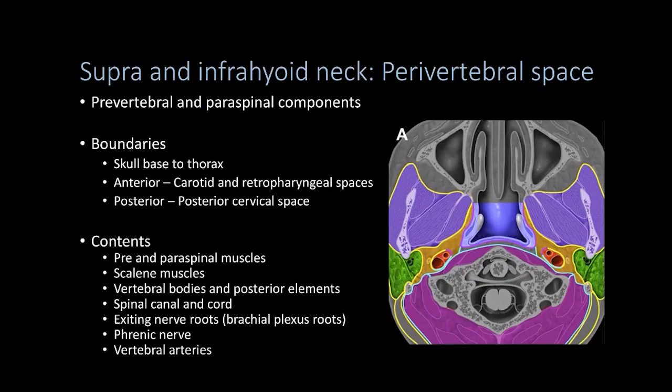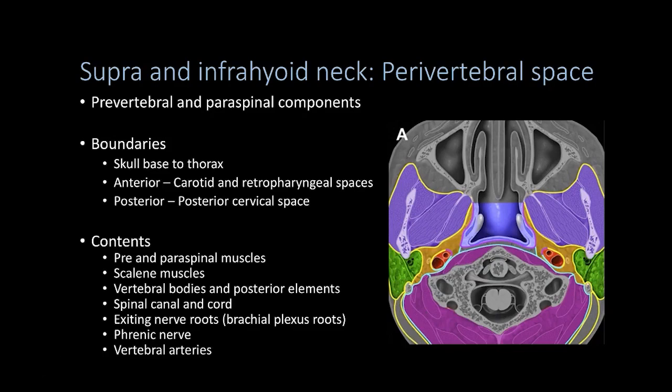Okay, so moving on to our perivertebral space, we can divide the perivertebral space into two components, a prevertebral component, which is located anterior to the vertebral body, and then a paraspinal component, which sort of surrounds the transverse and spinous processes. So our perivertebral space is also going to extend from the skull base to the thorax. Anteriorly, we have the retropharyngeal space as well as the carotid space, and posteriorly, we have the posterior cervical space, which we'll get to in a minute.